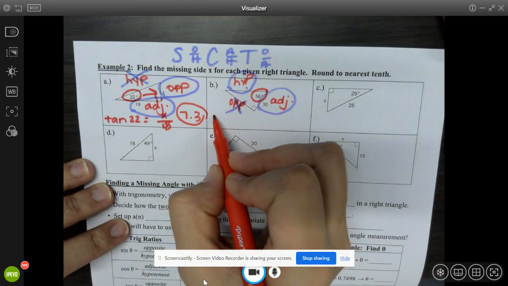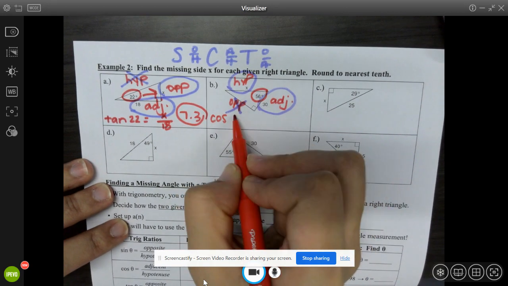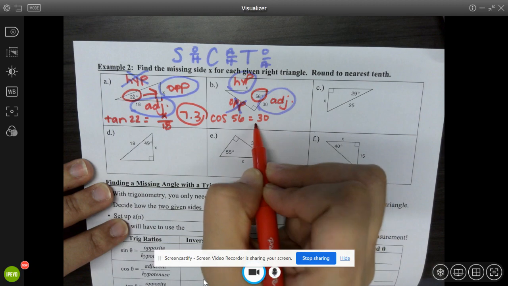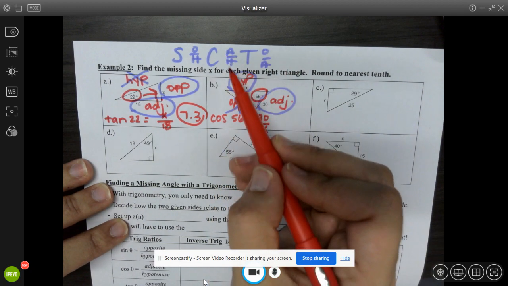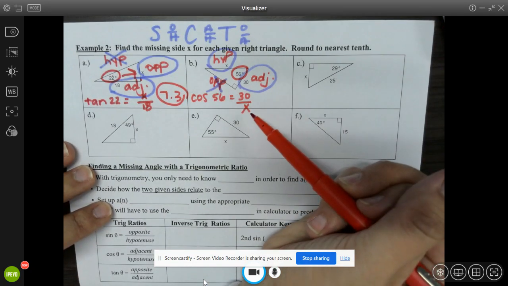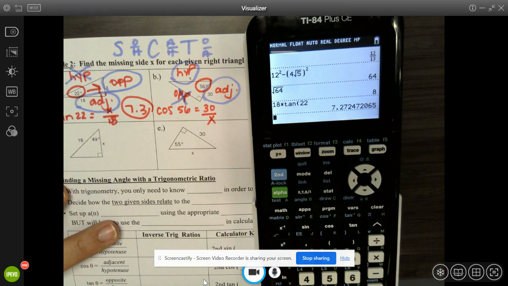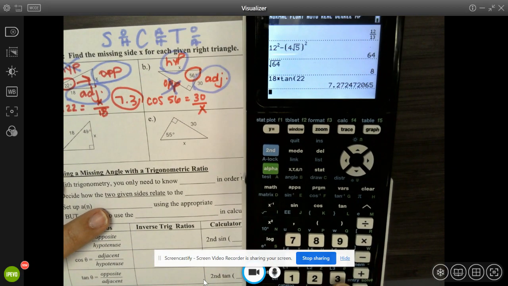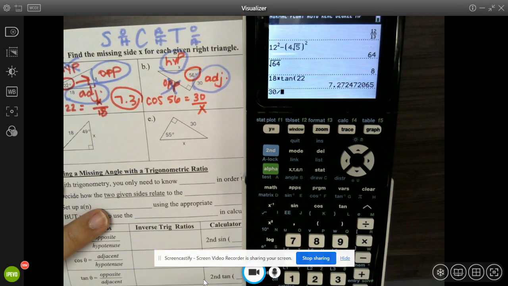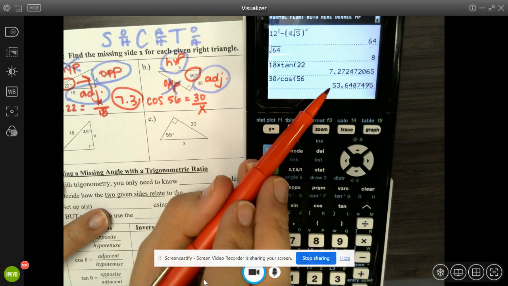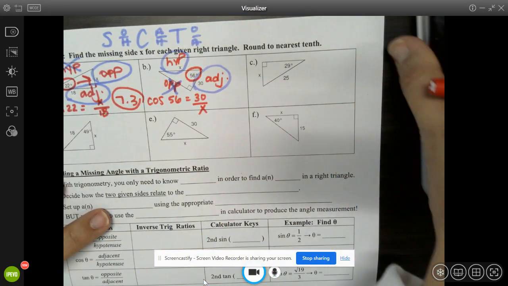So when I set up my equation, cosine of 56 equals adjacent over hypotenuse, because you go in order. So since X is on the bottom this time, we divide. The number always goes first, the trig ratio second. So 30 divided by cosine 56. And we found out that that missing side, the hypotenuse, was 53.6.